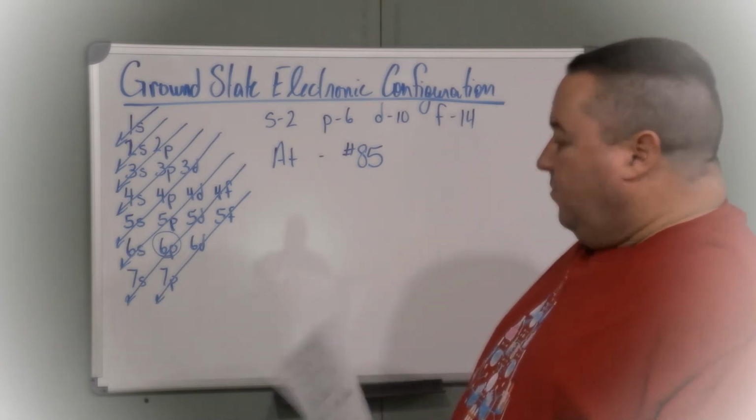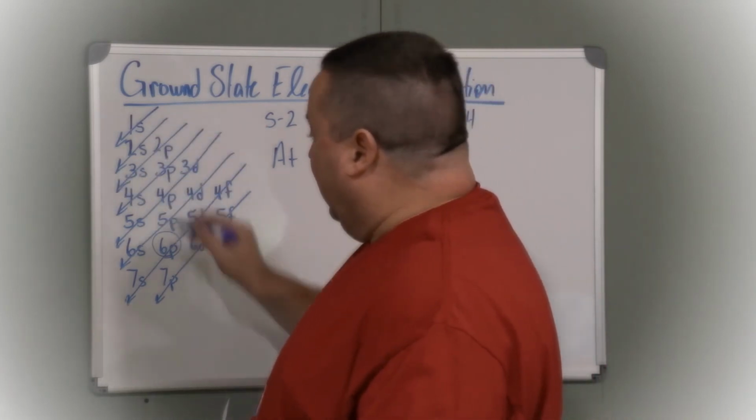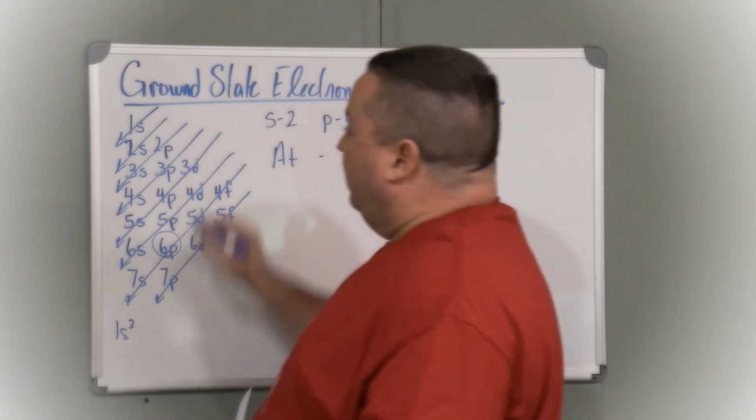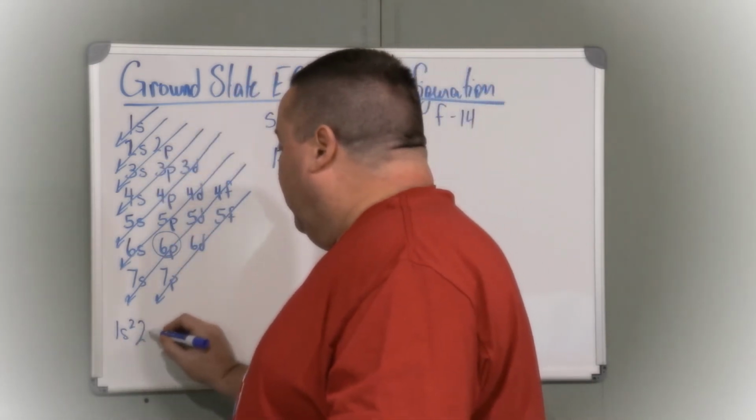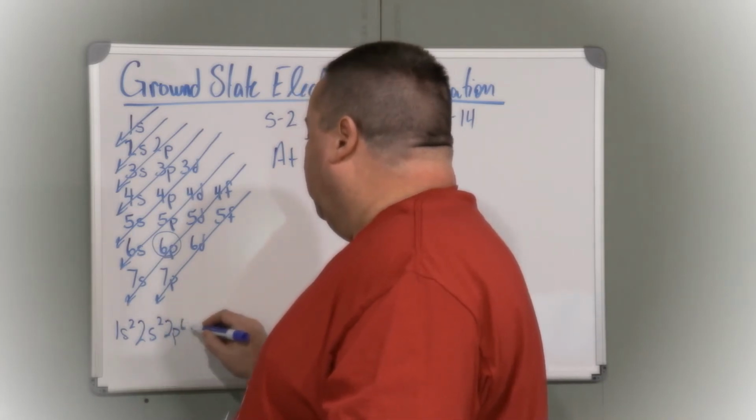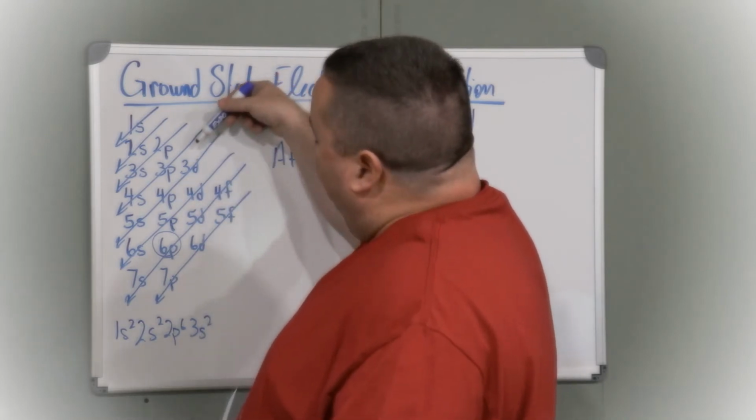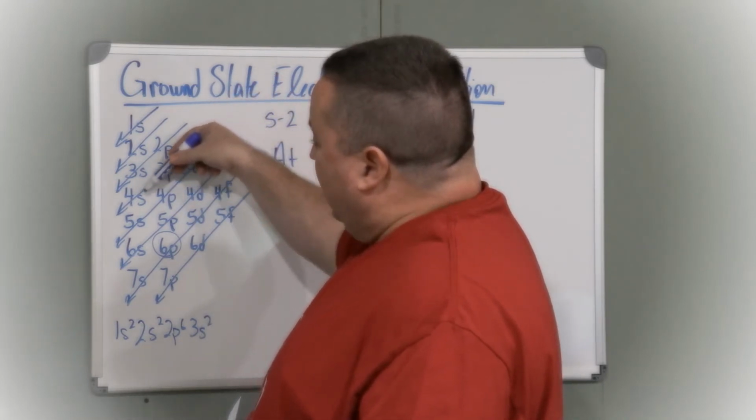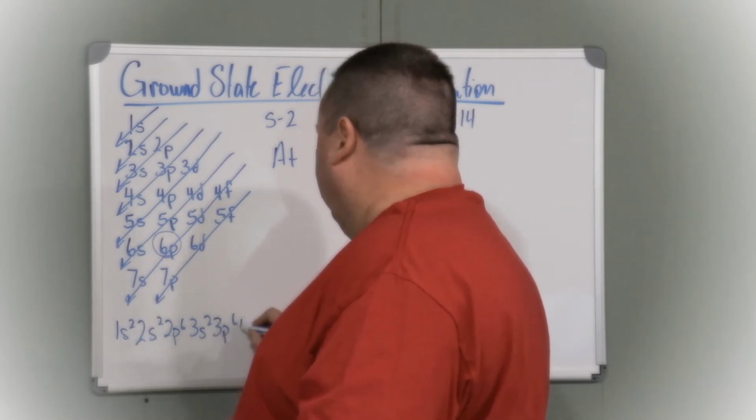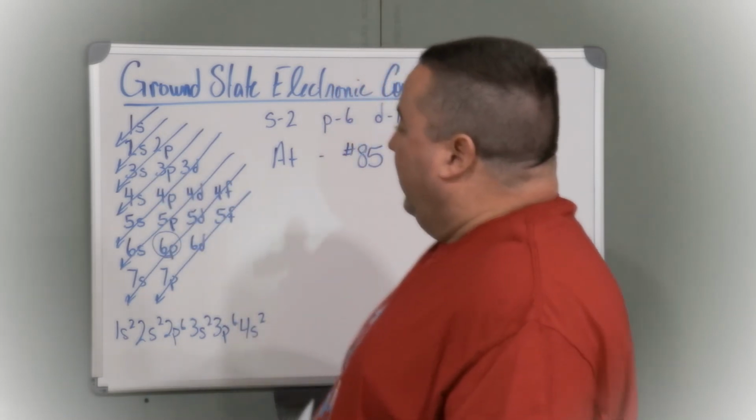So if I do its configuration, I'm going to fill every subshell until I get there. So 1s with 2 electrons is filled, followed by 2s2, 2p6, 3s2, and notice this is really important. After 3p, I actually fill 4s. 3p6, 4s2. I don't read it left to right like a line of text.